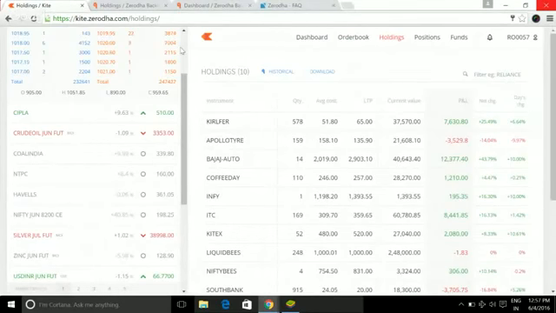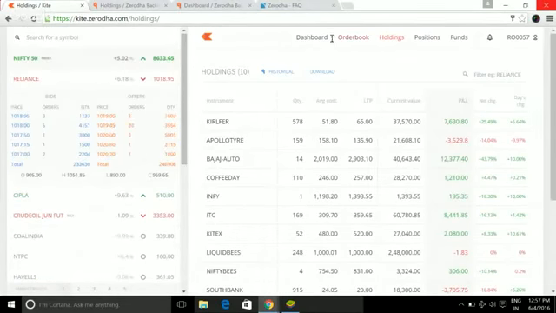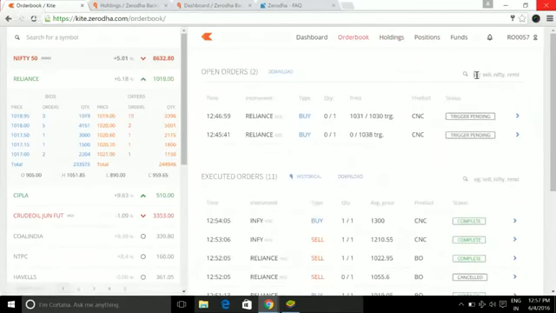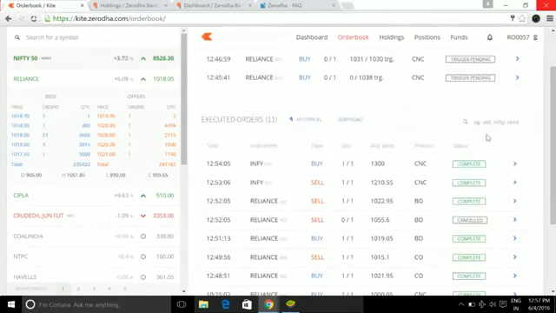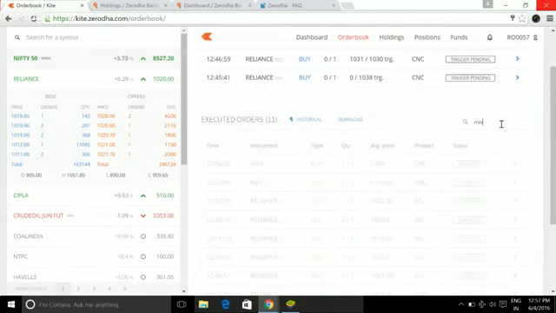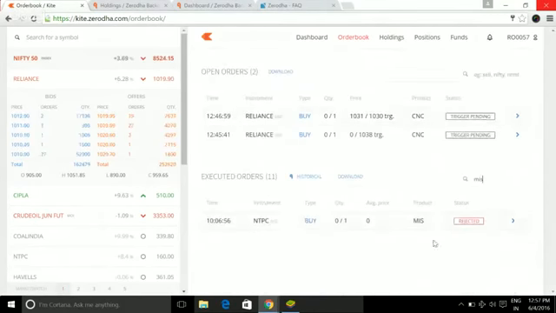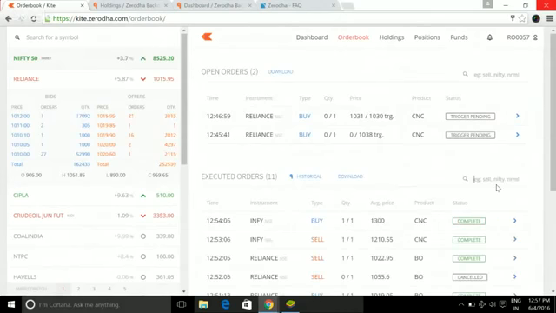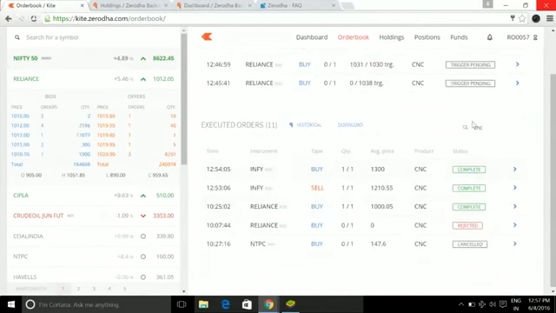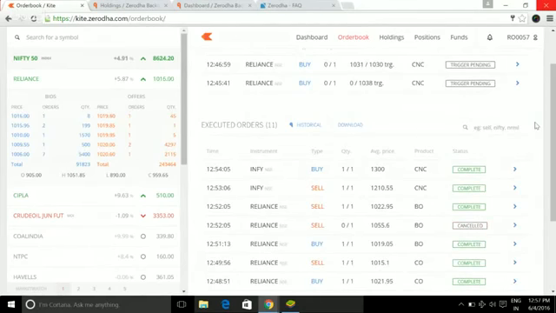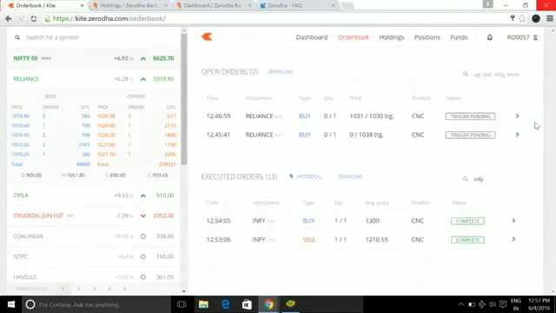Something which is really, really cool about all these order book, holdings and positions is a search and sort filter, right? So for example, say I want to come to my executed orders and I just want to see my MIS orders, right? I just say MIS and hit enter, right? There's only one MIS rejected, right? If I want to see only CNC orders, I can just do CNC and hit enter, right? So you can see all my CNC orders. Similarly, the same search can be done if you want to see only Infosys orders, right? You can do only Infosys, right?